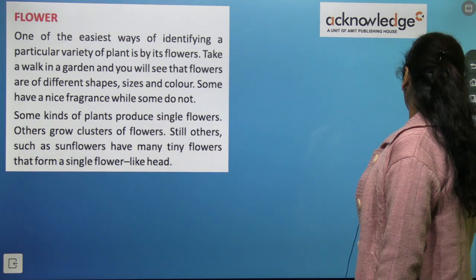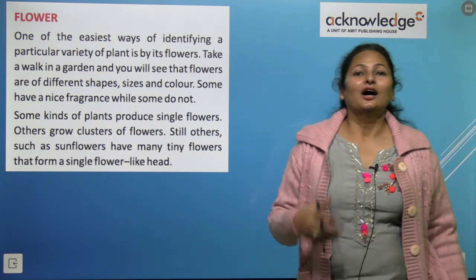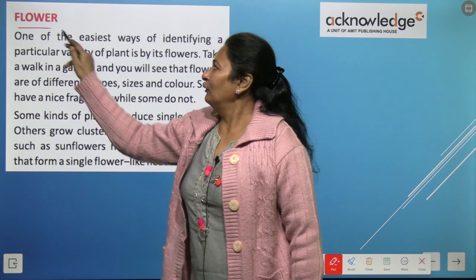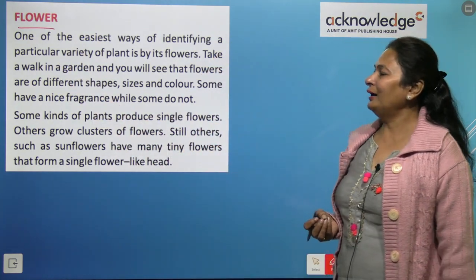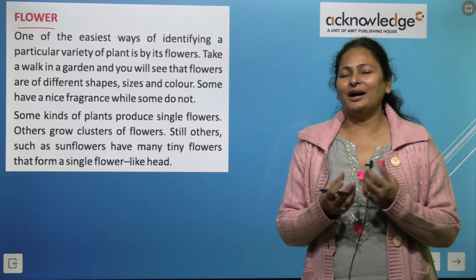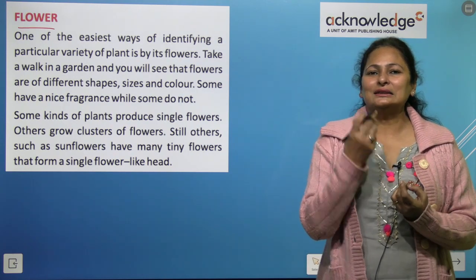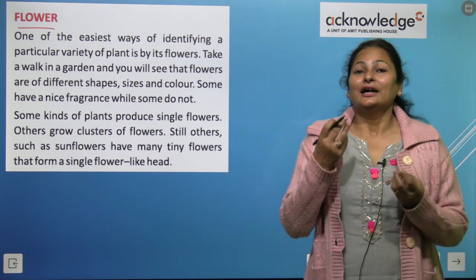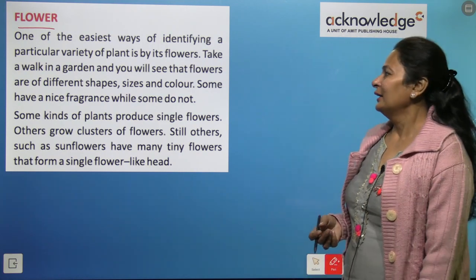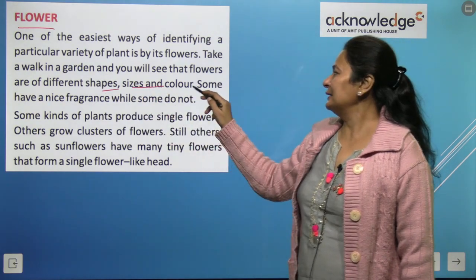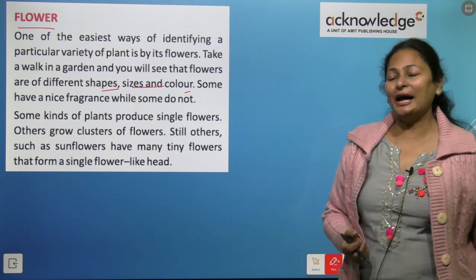Now we will learn about the other part of the plant, which is the flower. One of the easiest ways of identifying a particular variety of plant is by its flower. The flower is a very beautiful part of the plant. It is in different colors, different shapes. Some plants give you fragrance also. We make perfumes with the flowers, right? So it comes in different shapes, sizes and colors. Some have nice fragrance, whereas some don't.